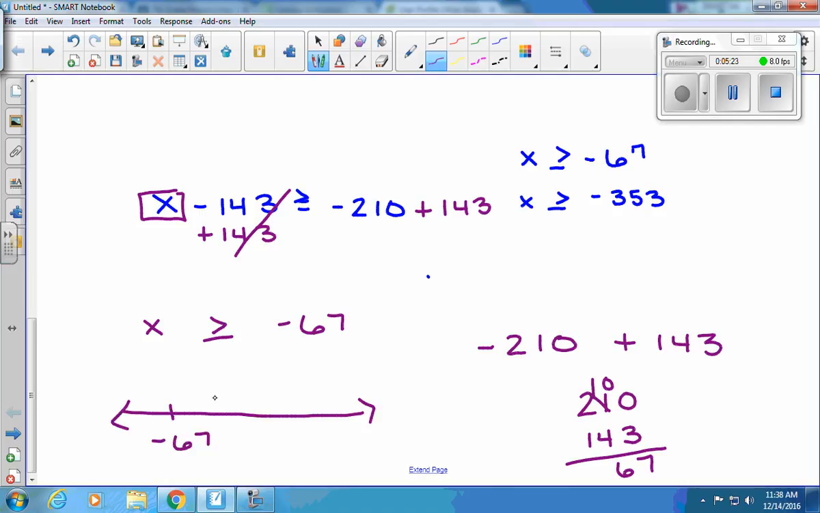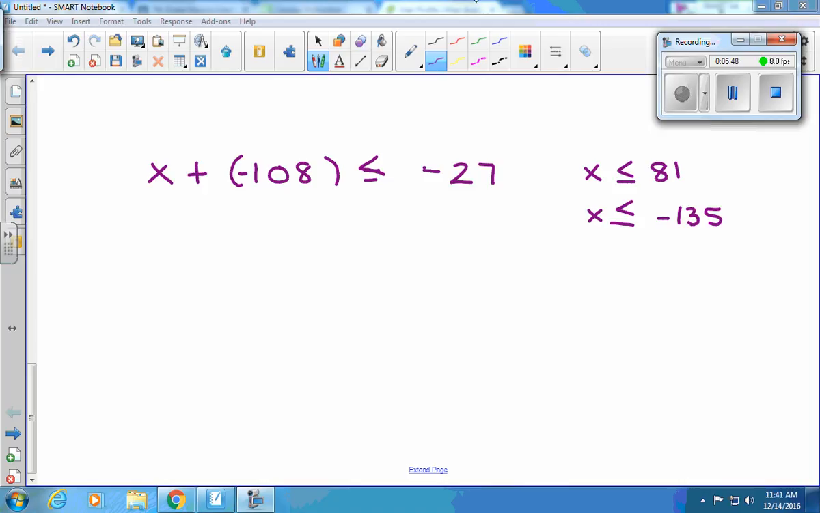Do I have an open or closed circle? Why is it closed, Kristen? It includes it. Now, if it's greater than and the x's first, which direction? Right. Very good. And you can check because, what if I said 50? Is 50 greater than or equal to negative 67? Yep, it is. So it's getting bigger, so I know my arrow's in the right spot.